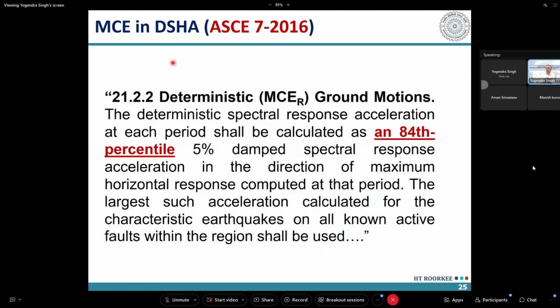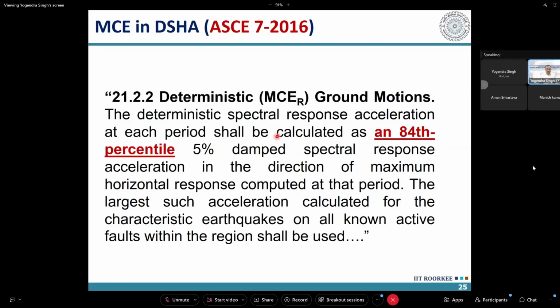We have been using, our designers have been using these terms MCE and DBE in Indian design also. Although our code does not talk about DBE or MCE, the designers have started using these terms, and that has caused a lot of confusion as to whether this zone factor Z, which is given in our code, is DBE or MCE or something else. If we look at the ASCE 7 2016 version, recent version, then the definition of deterministic MCE ground motion is given as the 84 percentile 5% damped response spectrum. So MCE is considered at 84%, whereas what is given in our code is mean. So it is not MCE.